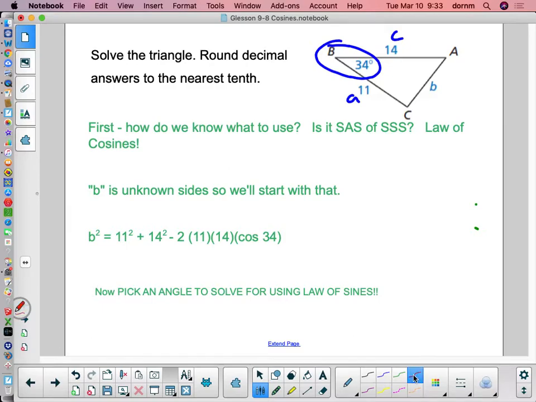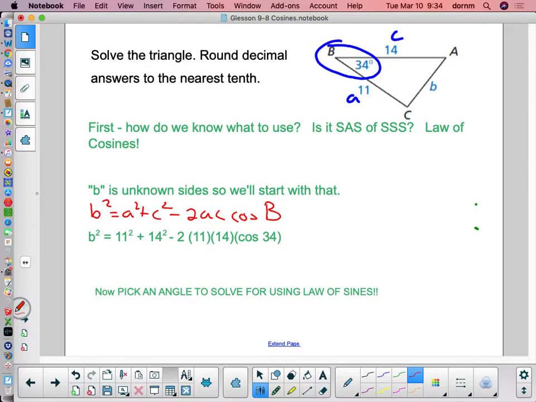Okay. Since I know angle B, and B is my unknown side, I'm going to start with that. So B squared equals A squared, A is 11, plus C squared. So B squared equals A squared plus C squared minus 2AC cosine of angle B. I just fill those numbers in. Now this is really handy when it's in this format because I can just plug that directly into my calculator.